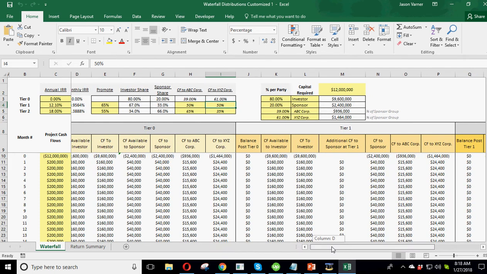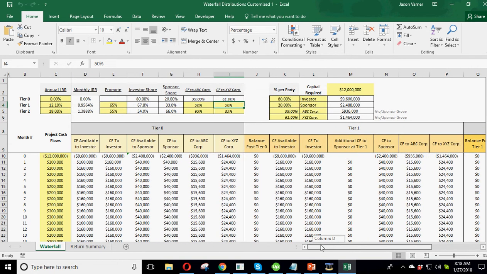Also, the difference is there are basically only two tiers here. You've got pari passu, and then you've got tier one and tier two. And then you manually input the cash flow. So let's go ahead and start from the beginning.